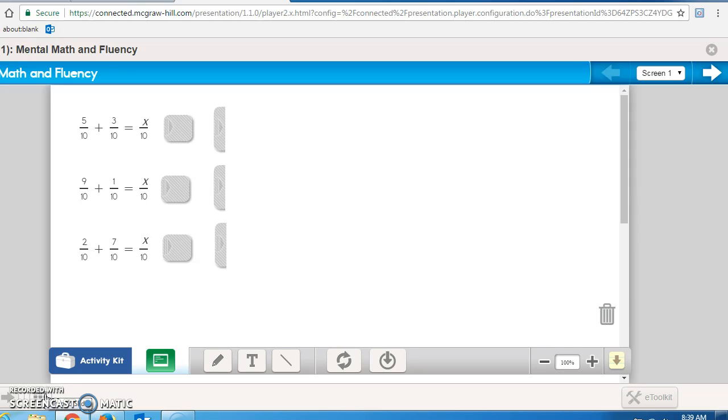Wow, a lot of multiplying here. So it really benefits you to know your multiplication facts. Let's go ahead though and look at our mental math and fluency.